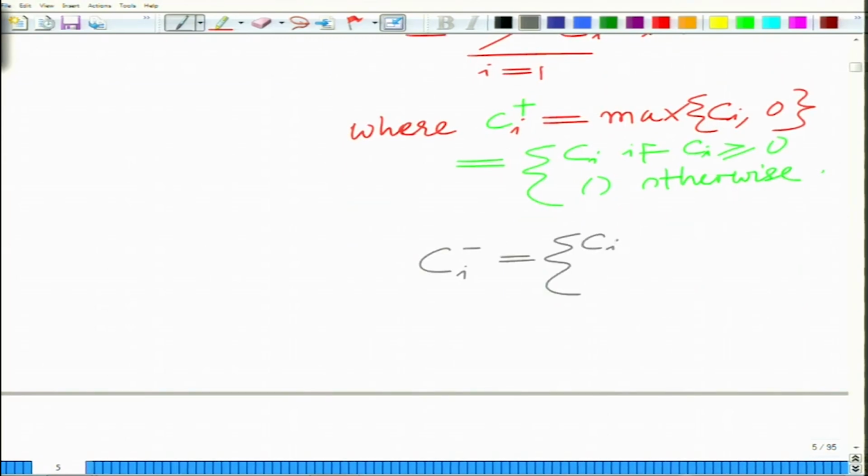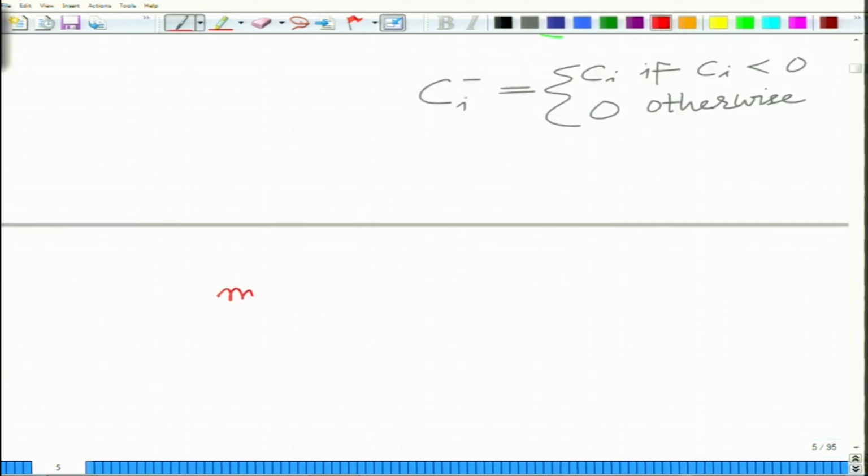On the other hand, similarly Ci minus equals Ci if Ci less than or equal to 0, 0 otherwise. Okay. And you can also write it in a compact fashion as follows. You can also write this as, therefore, minimum C bar transpose x bar subject to your constraint, that is the box constraints L bar component wise less than or equal to x bar component wise less than or equal to u bar.